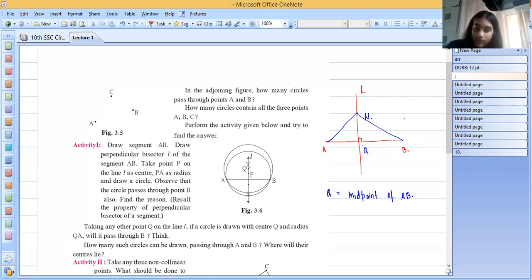NA. Yes. Why? Radius of the circle. No, no, no, no. Because triangle NAB is an isosceles triangle. Because it is only for an isosceles triangle that this particular option is available. NA is equal to NB.